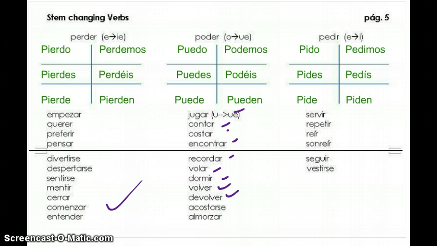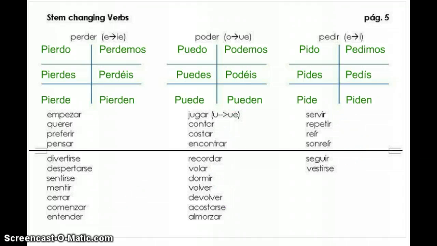Acostarse is to get in bed. Almorzar is to have lunch. Servir is to serve. Repetir is to repeat. Reír is to laugh. Sonreír starts with an S and it's smile. Seguir is to follow or continue. And vestirse is to get dressed. Now going on to changing those stems.